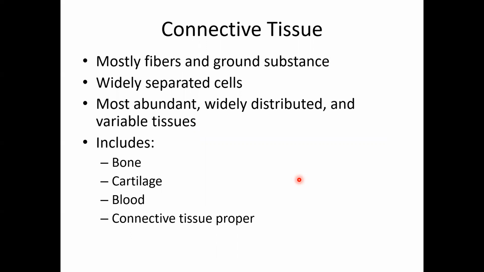Now, before we do that, let's go back and review. There are 4 types of tissues, 4 primary tissue classes: epithelial, connective, neural, muscular. Now, there are 4 subtypes of connective tissue: bone, cartilage, blood, and what we call connective tissue proper.